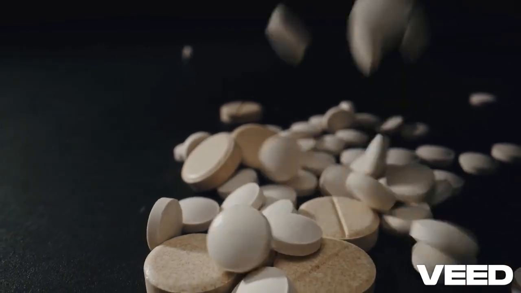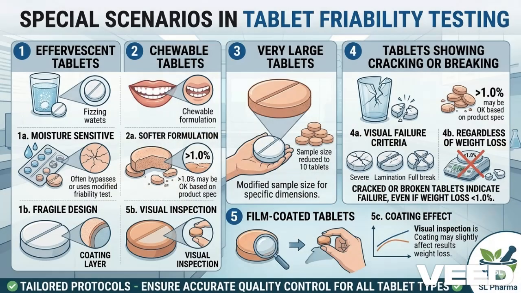Now let's talk about a few special scenarios. For example, effervescent tablets are usually fragile and moisture sensitive, so special care is required when testing them. Chewable tablets are softer by design, so they may show slightly higher friability compared to conventional tablets. For very large tablets, sometimes only 10 tablets are used instead of 20 during testing. Also, if any tablet cracks, breaks, or caps during the test, the batch may be considered a failure, even if the weight loss is below 1%.